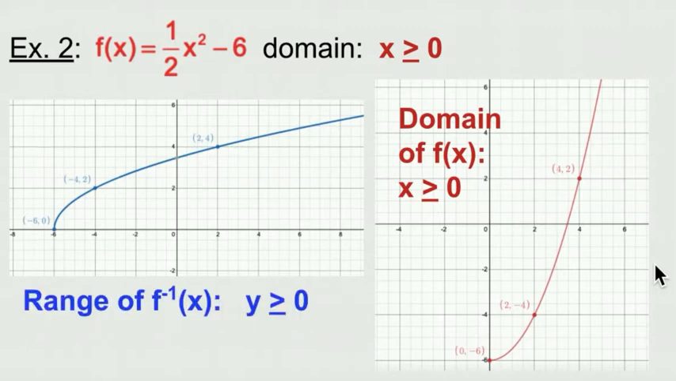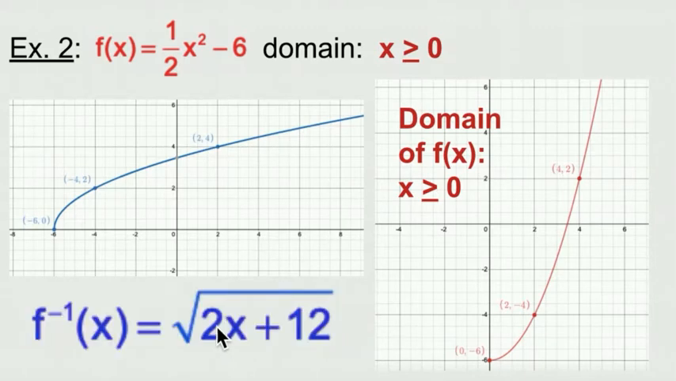And she mentioned that since the domain of this function is now x is greater than or equal to 0, then the range of the inverse function will be y is greater than or equal to 0. So the domain of f of x becomes the range of f inverse of x. And notice how that's just the top half of the parabola. The function f inverse equals the square root of 2x plus 12.